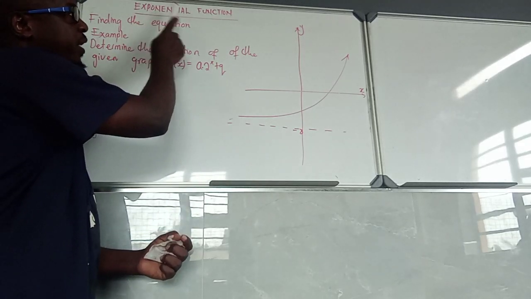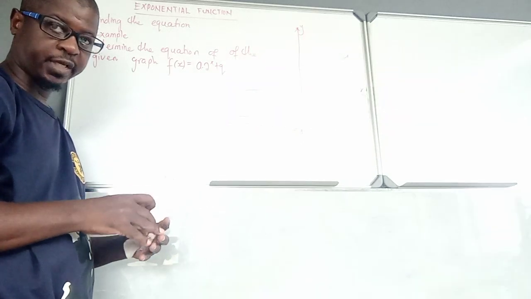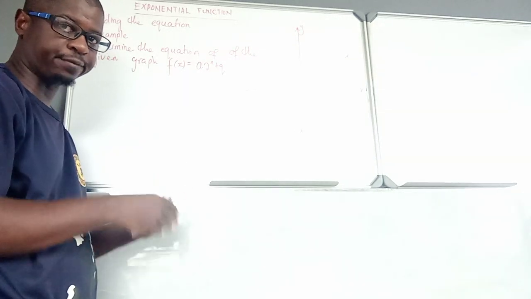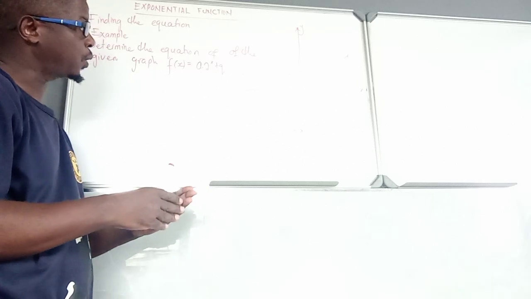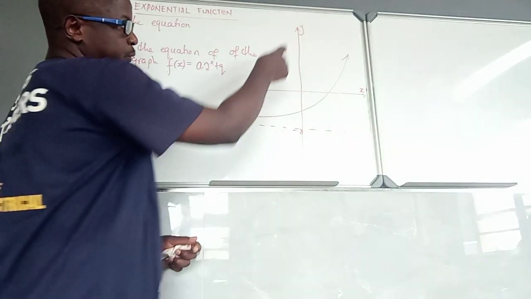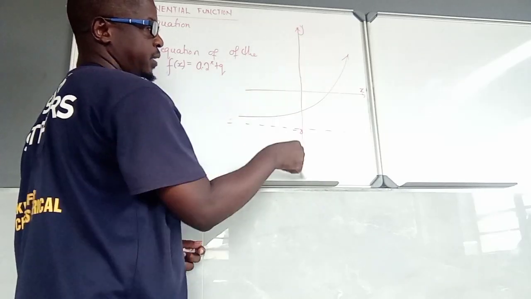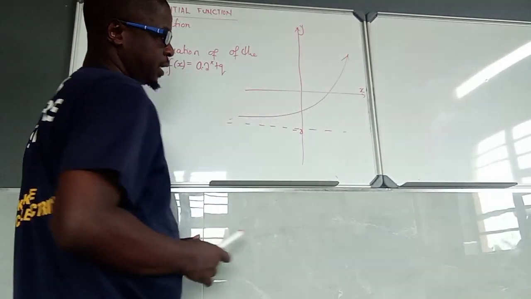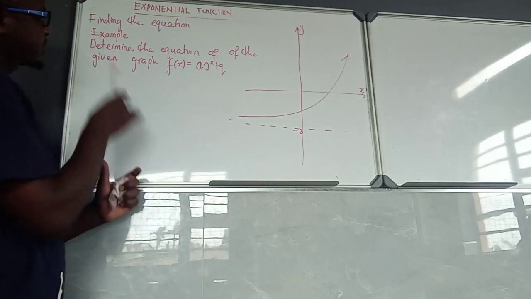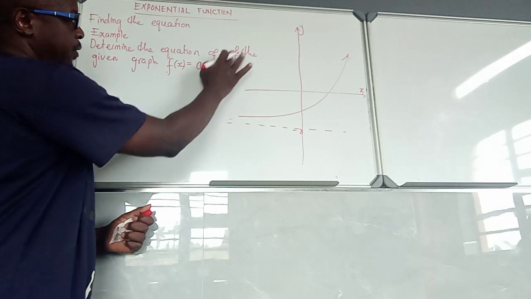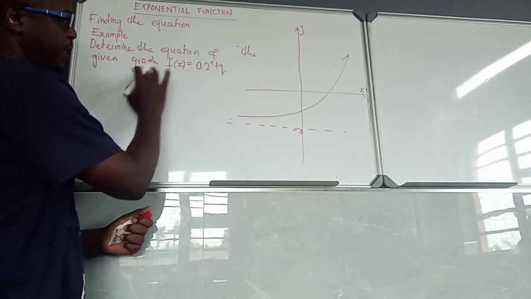So we're looking at exponential functions. We would like to find an equation of a given graph. So we have a given graph, which is this one here, on our Cartesian plane with y-axis and x-axis. Our graph is exponential like this. The instruction is to determine the equation of the given graph.